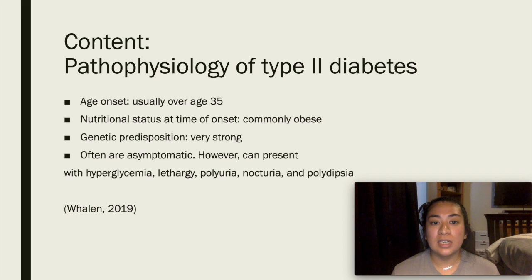The age of onset is usually over 35 years old, however, can occur at a younger age. Nutritional status at the time, patients are commonly obese, and the genetic predisposition is very strong. Patients are often asymptomatic, however, they can present with hyperglycemia, lethargy, polyuria, nocturia, and polydipsia.